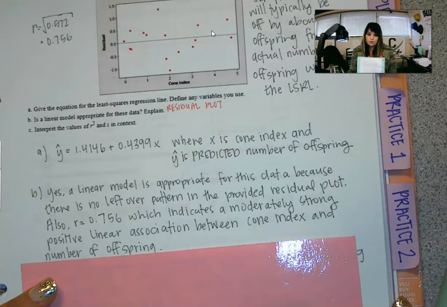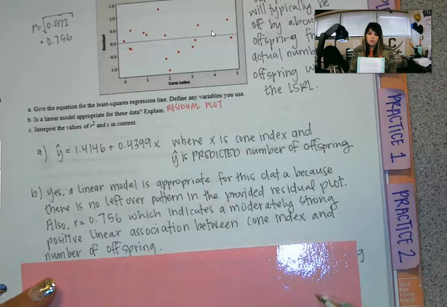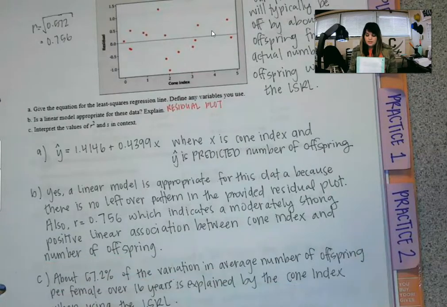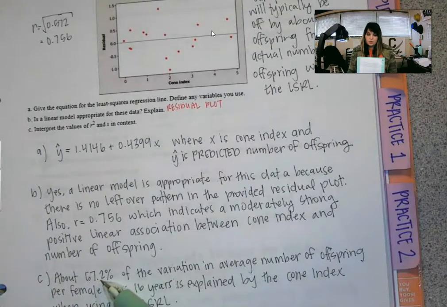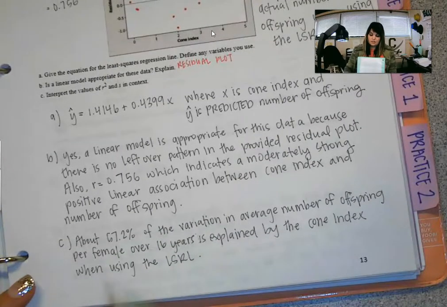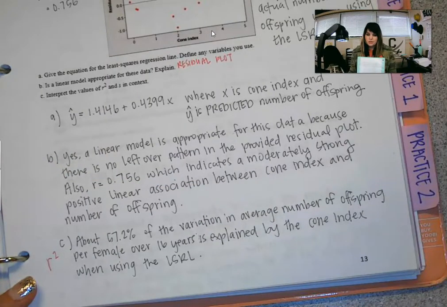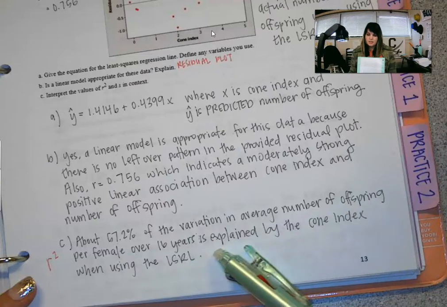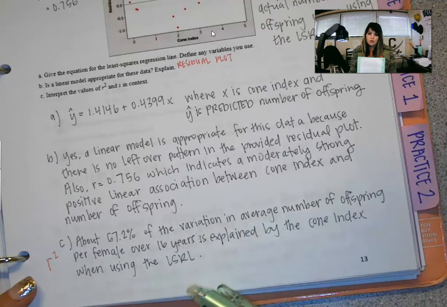E is both. You mentioned residual plot and R. P is residual plot. I would be just using R, or R squared. C, this is R squared. So this is R squared. About 57.2% of the variation in average number of offspring per female over 16 years is explained by the cone index when using the least squares regression line.